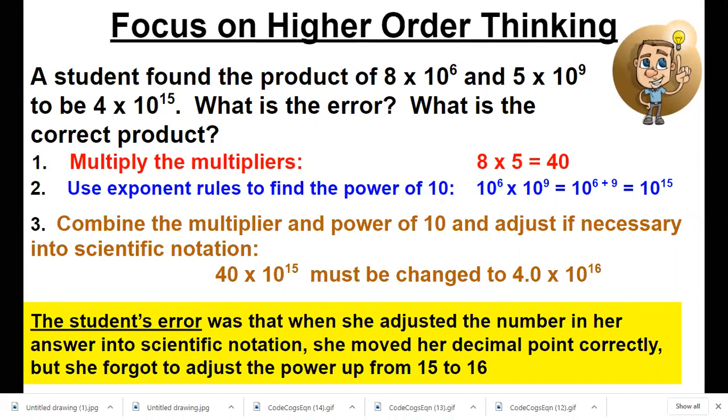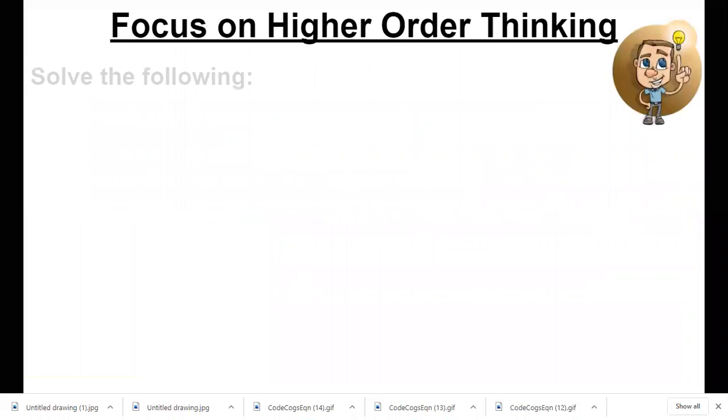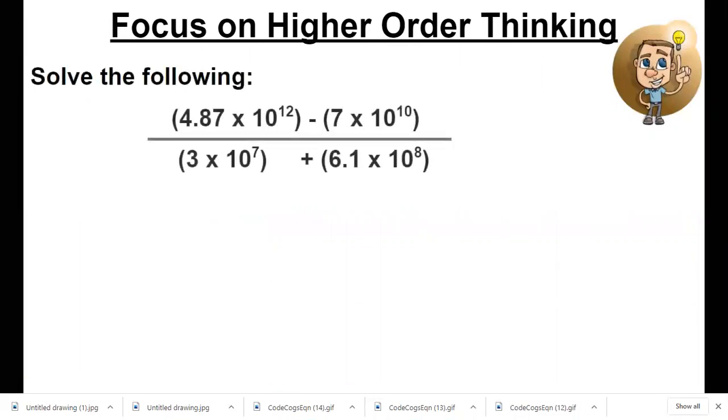Okay, next. Solve the following. Ooh, look at this. Lovely problem. 4.87 times 10 to the 12th minus 7 times 10 to the 10th divided by 3 times 10 to the 7th plus 6.1 times 10 to the 8th. How do we solve this? Well, one step at a time. It's not as bad as it looks.